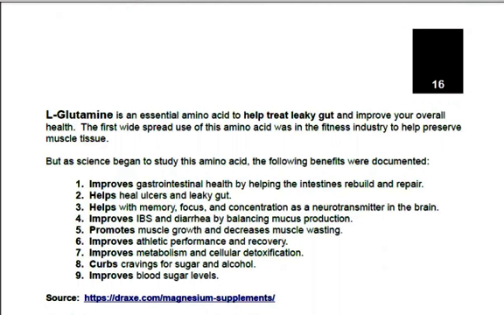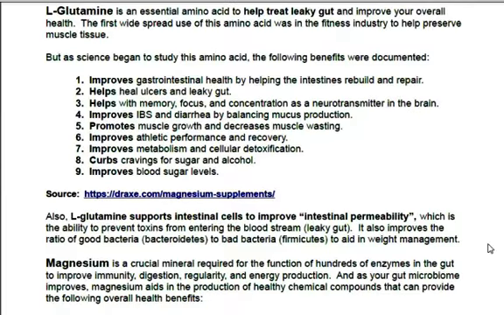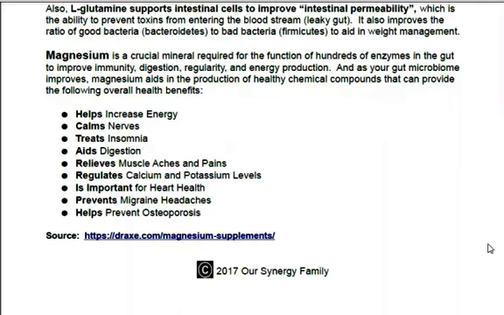Okay. So anyways, L-glutamine is the next one. Magnesium. It's important for people to understand how magnesium is such a critical mineral, because one, it helps so many enzymatic processes in the gut function properly, which means you can address their immune system, their digestion, their regularity, their energy production. It also aids in all these other issues. I've given you a bullet point list of all the things that magnesium can do for people.